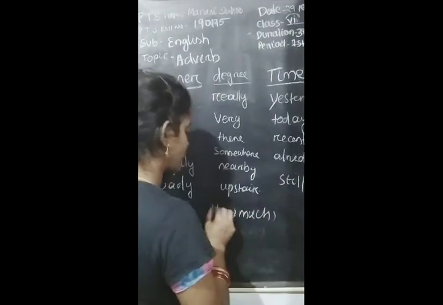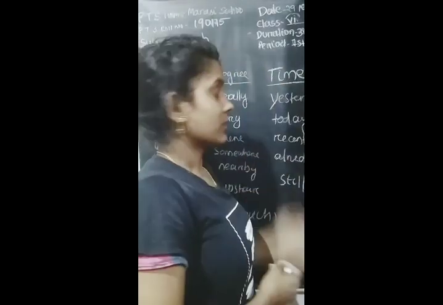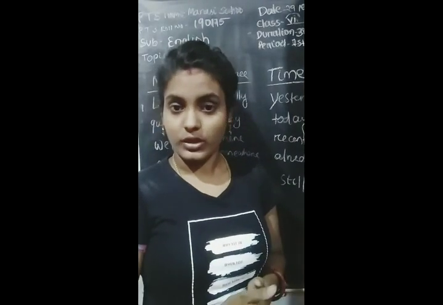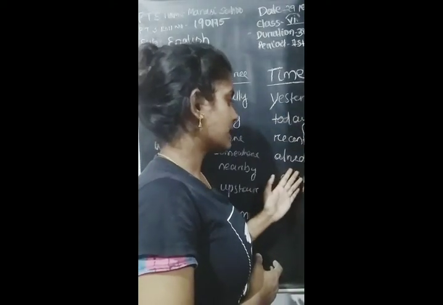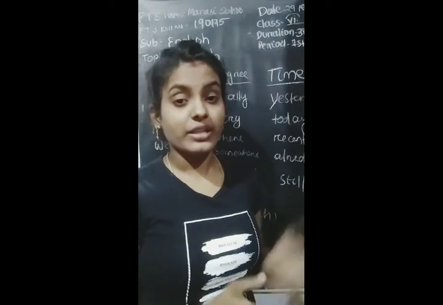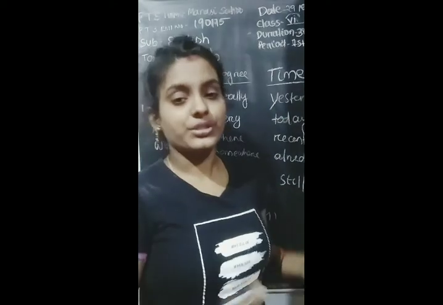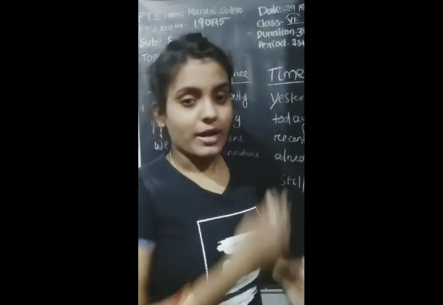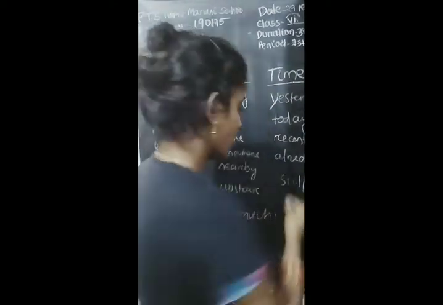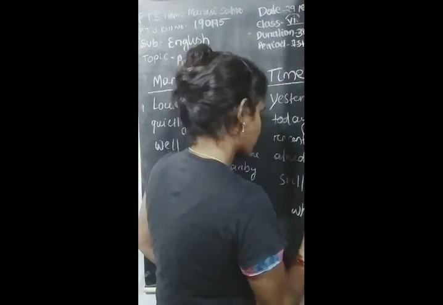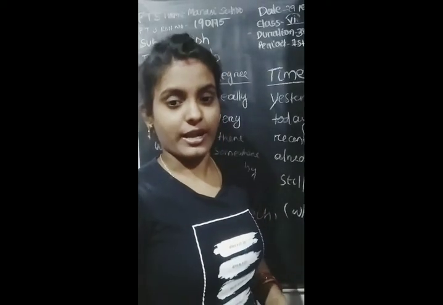Next is adverbs of time. It tells us when things happen. It includes the words yesterday, today, recently, already, still. It means when the thing happens. This thing happened yesterday. This thing is happening today. Recently happened. So my students, adverbs of time always question when. So let's move ahead.